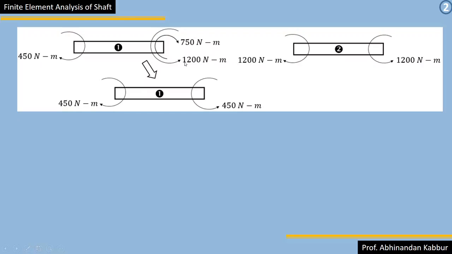Then when I solve these two couples, that means one is in the counterclockwise and another one is clockwise, I need to subtract one from the other, but I need to keep the sign of the higher value. So 1200 Newton meter is in the counterclockwise direction, therefore 1200 minus 750, it is 450 counterclockwise direction. So to make this first portion equilibrium, I need to apply a couple of 450 Newton meter in the clockwise direction, so that my first portion is also under equilibrium.